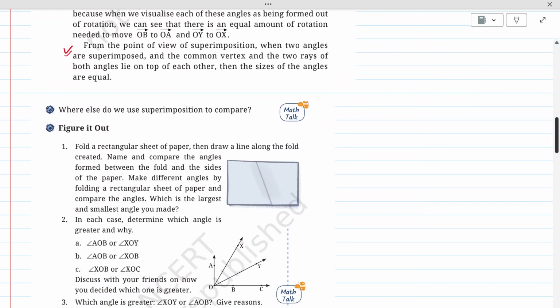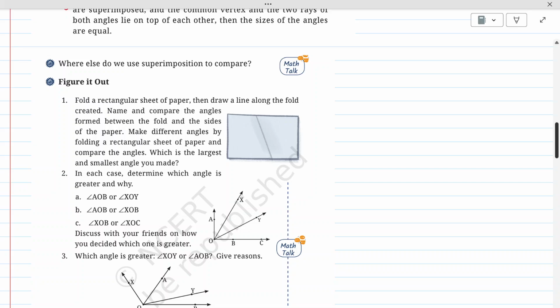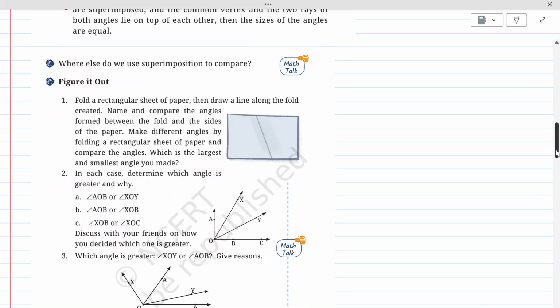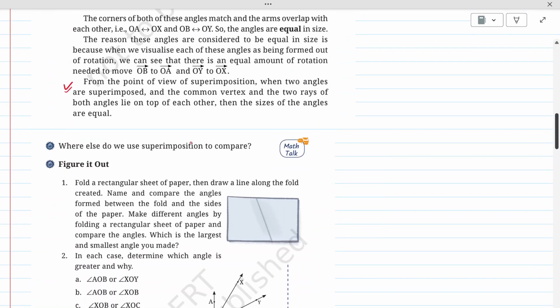Now, next is, where else do we use superimposition to compare? So this is a small exercise which we have been asked to do, kids. Let's do this. I am marking this exercise as exercise 2.3. Okay, now let's begin this.